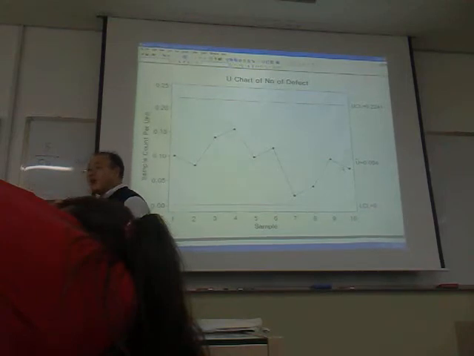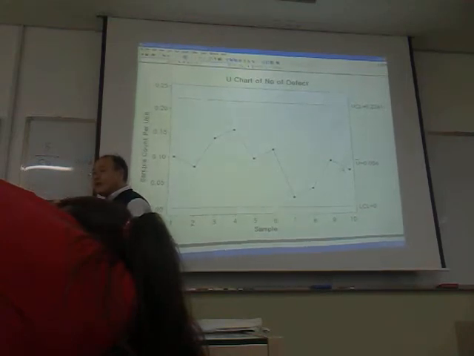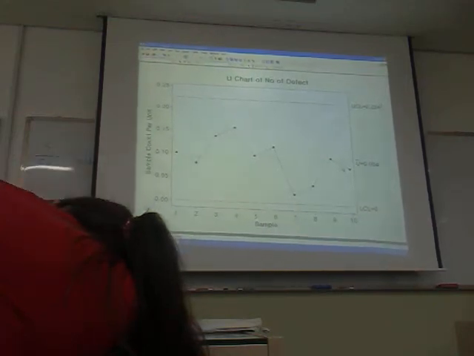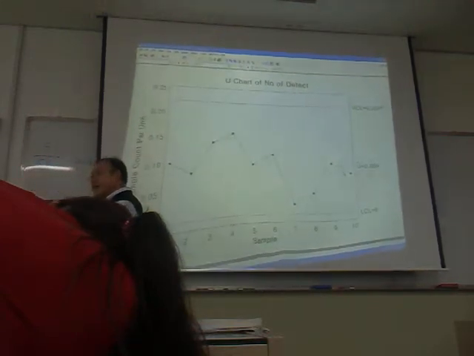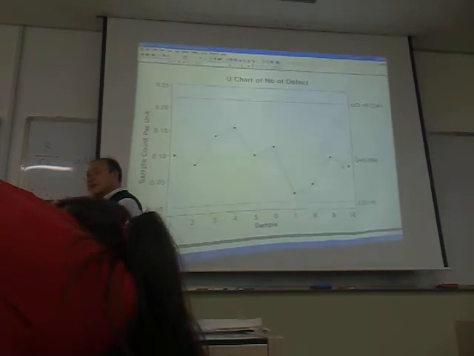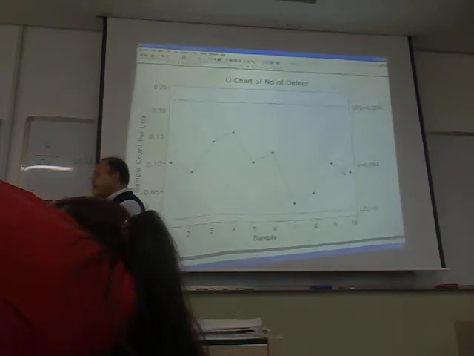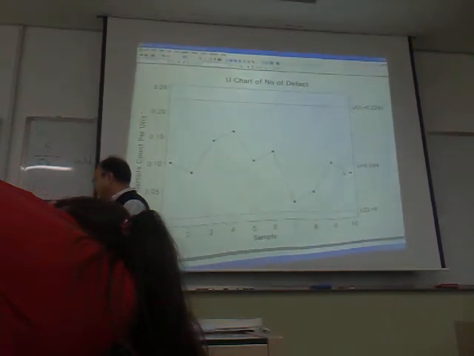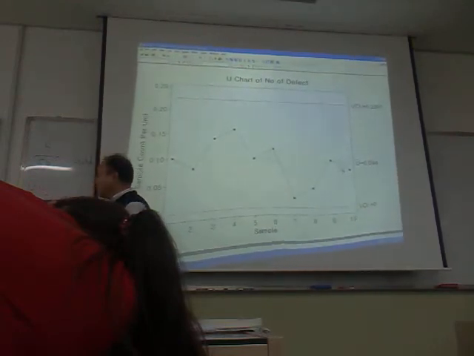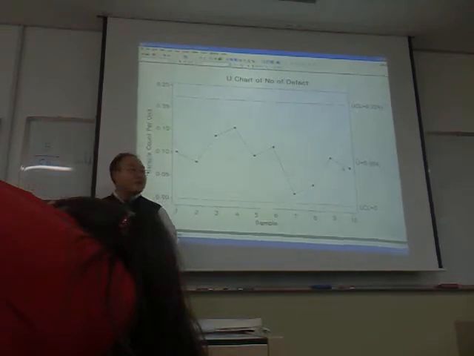This one is the probability of defective, right? Why multiply by 50? This one is sample size. That is n. This one is p. So if you multiply here, you will get the number of defective. So we call that NP chart. Good?